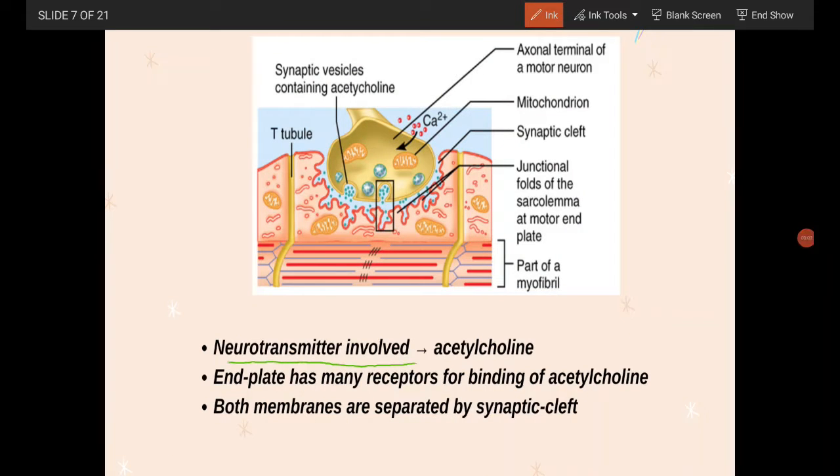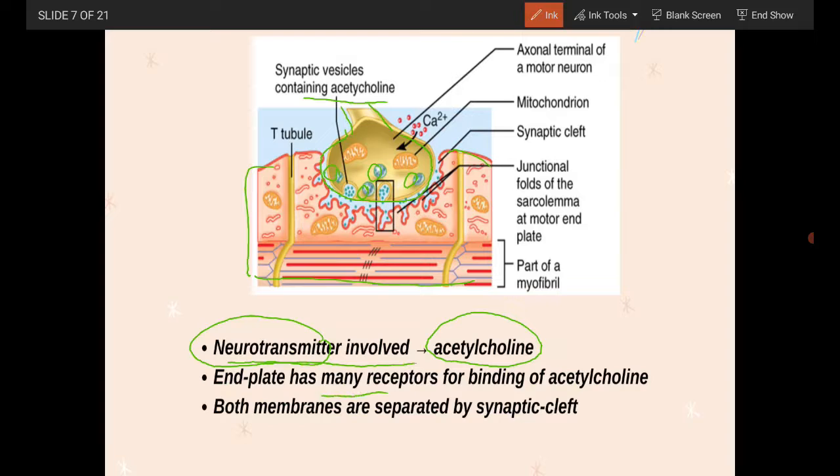Neurotransmitter that is involved in muscle contraction is known as acetylcholine. Neurotransmitter refers to the chemical messenger. So this is the axon terminal, and at the end is the synaptic node. Inside the synaptic node, there are many synaptic vesicles which contain acetylcholine. And over here is the skeletal muscle.